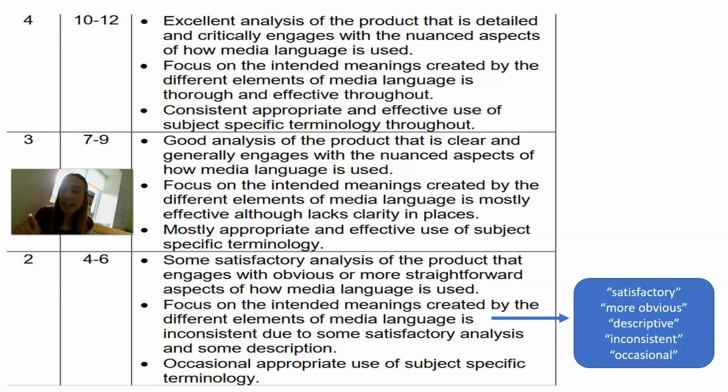And you might use some media language, but it's not all of the time. So if you see here, it's inconsistent and occasional. So if you got 6 marks or below, it's because some of the points you were making were a bit too obvious. You were describing rather than analysing. You're talking about what you could see rather than why it was there, and you weren't using enough media terminology.